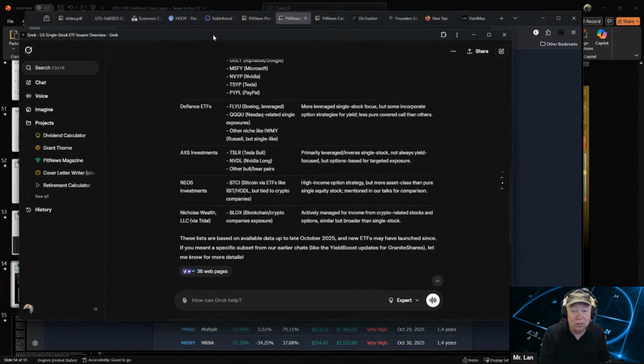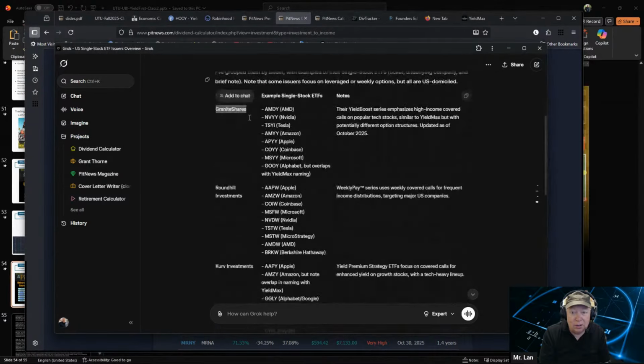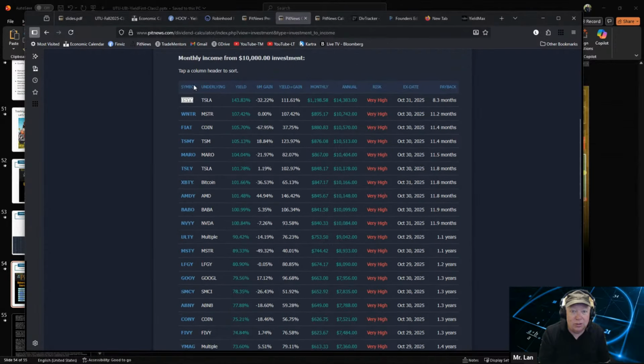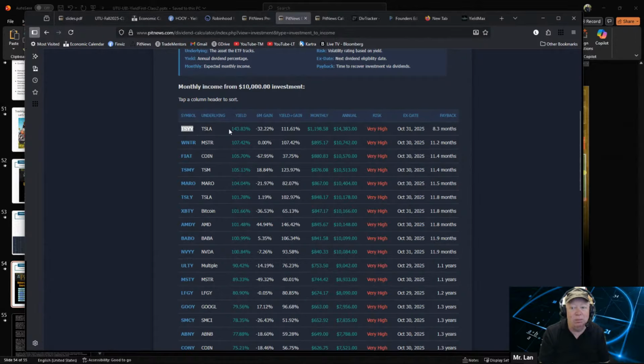If we come over to TSYY, it's right there. And see, Grok made a mistake. This says TSYI, and it's not. It's TSYY. We talked about that last class. That's a mistake. It's actually TSYY. It's the number one symbol. It's an extremely high risk model, but it does return 143% annualized return. Can you believe that? That's just crazy money. That's so much money. It's unreal.